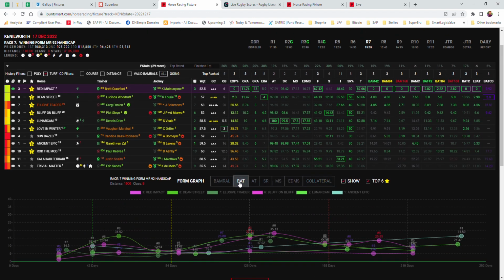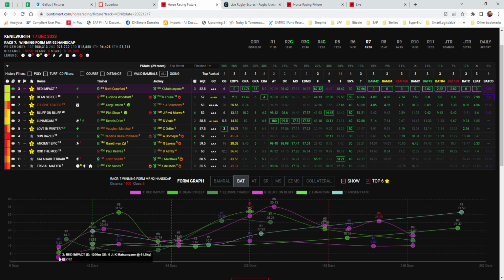We look on the bat figures, you can see where our friend Red Impact is moving nicely, but you can also see the nice improvement here of the green one, Dean Street, and the improvement of Bluff on Bluff here. This horse here, Elusive Trader, has done well, but is now going in the wrong direction again. So, I must admit, racing is not that easy today. Throw in all the horses from different centres, it couldn't possibly be easy.